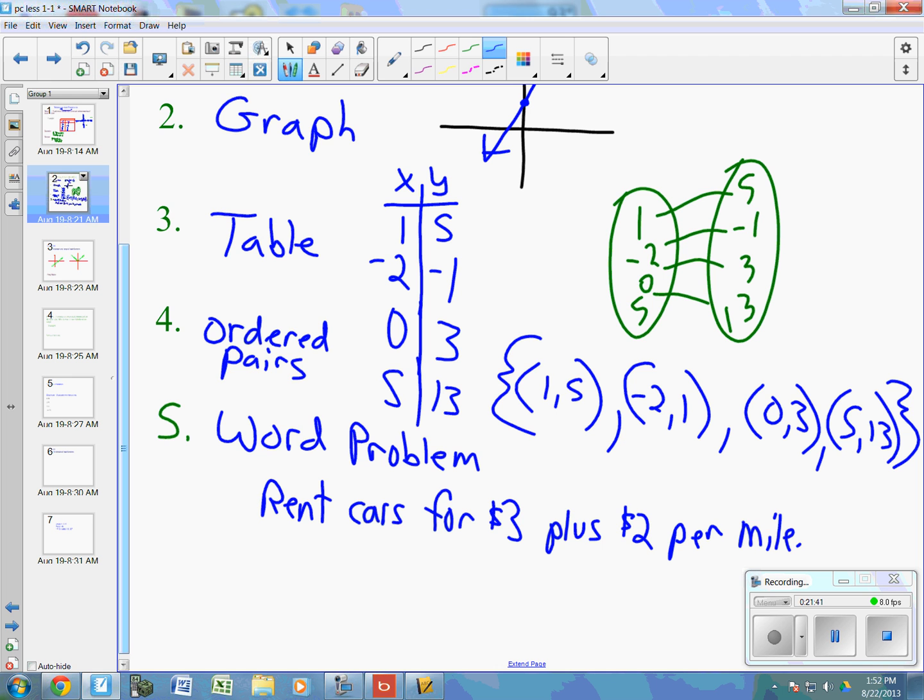Is that an expensive plan? Would that be a lot of money to rent a car? Depends on how far you're going, right? If you were going just a little ways, is it bad? Yeah, it's pretty good rental agreement, right? If you're going a long ways, is it kind of bad? $2 a mile is pretty expensive, right? So it depends on how far you're going. But this is an example of a word problem, and it represents that equation up there. So there's 5 ways to represent a function. Plus, this mapping is kind of one, too. You could almost add a 6th one right there, okay?